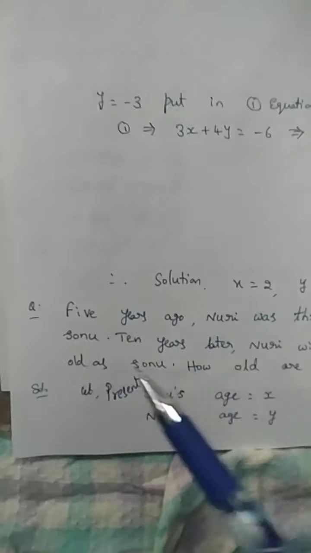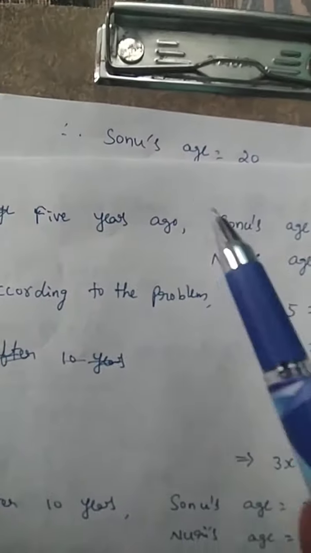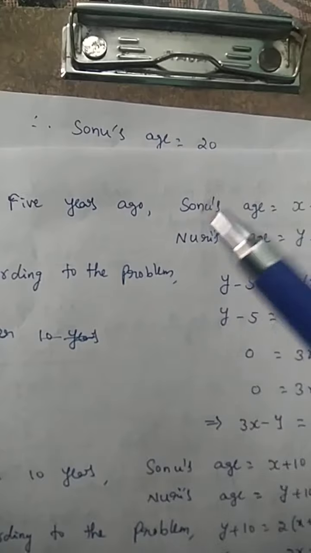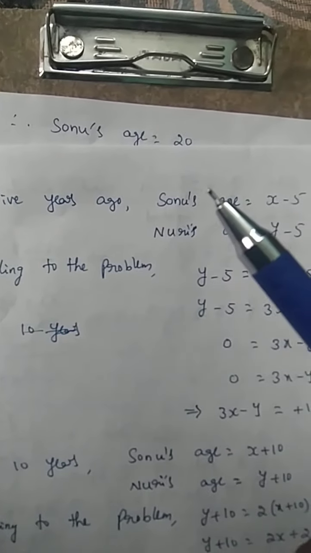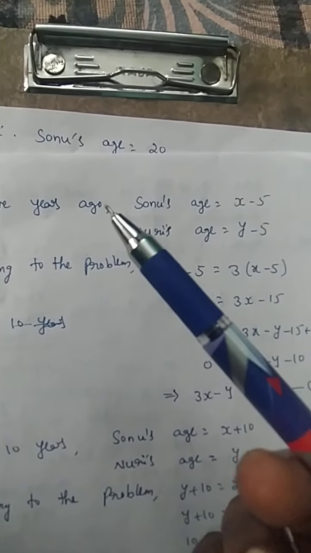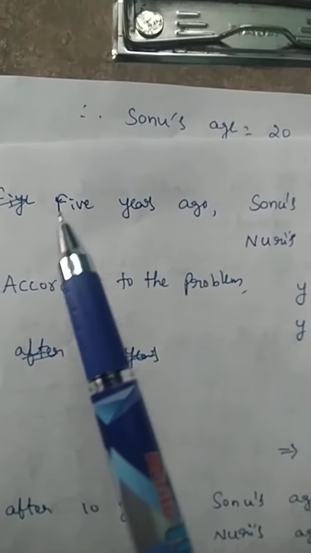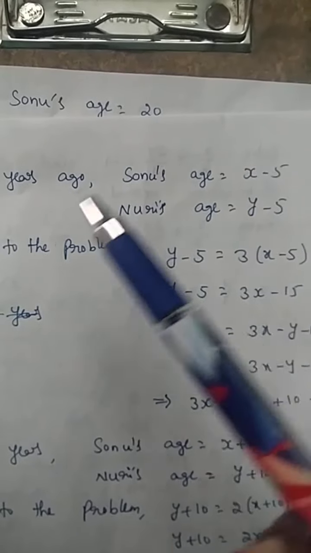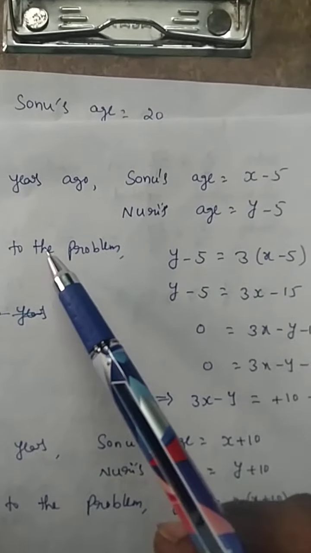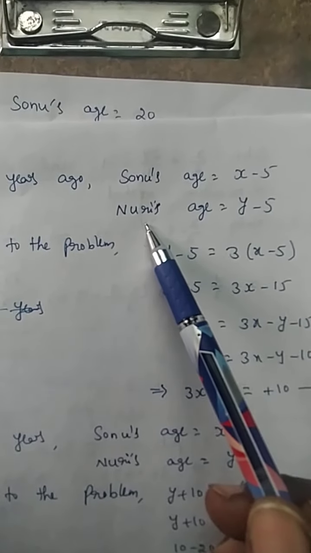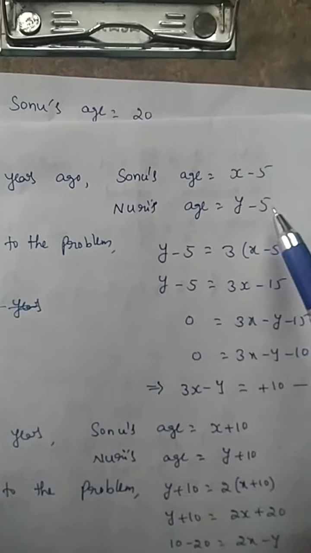According to the first condition, 5 years ago. For example, if a person's age at present is 30 years, 5 years ago the age of the person was 25. Why? Because 5 is subtracted from that. The same general condition: 5 years ago Sonu's age is x minus 5, since we assumed Sonu's present age is x. The same procedure: at present Noori's age is y, so 5 years back Noori's age is y minus 5.